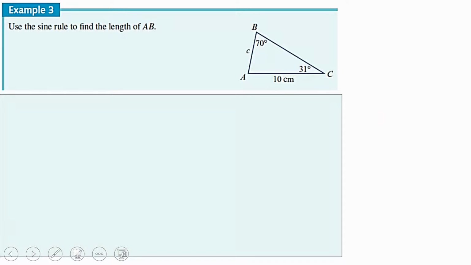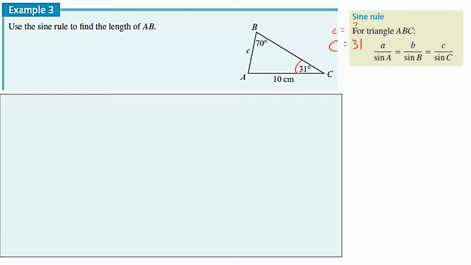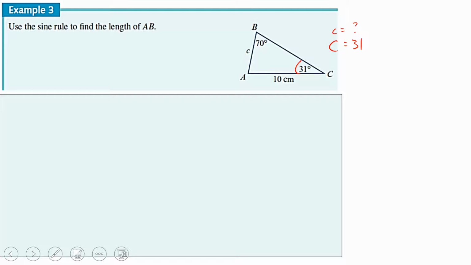Let's have a look at an example. Let's say this one. I've got corners A, B, C. They've given me angle C, so angle C equals 31. Opposite to that angle is little c. So I don't know what the length of little c is. I have no idea what the length is. But they did give me angle B, so I've got angle B equals 70. But I also know opposite to that angle is 10. So little b is 10. So that's what I know so far.